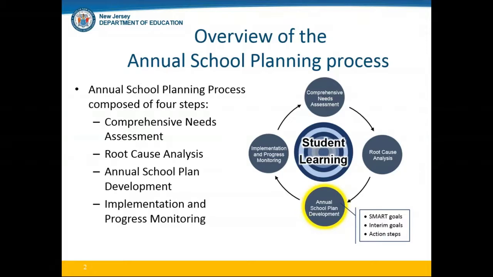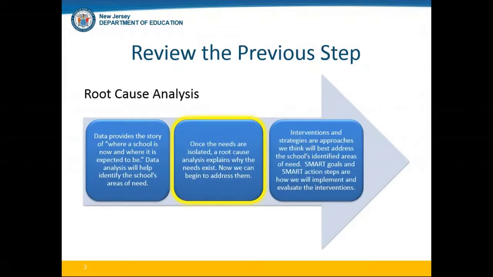This is the step in the process where we will synthesize everything that we have learned about the challenges facing our school and decide what we will do over the next year to improve outcomes for students. Before diving into the planning phase, let's review the previous step discussed in the second module of our series, root cause analysis. As highlighted here in our flowchart, root cause analysis follows the data analysis phase.